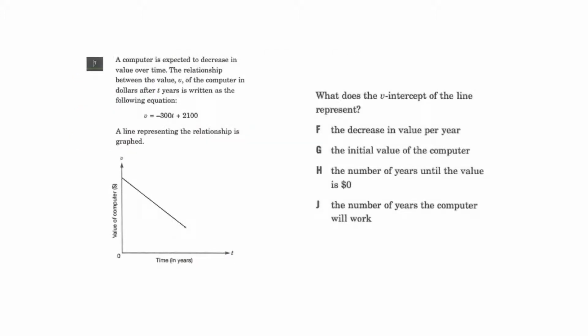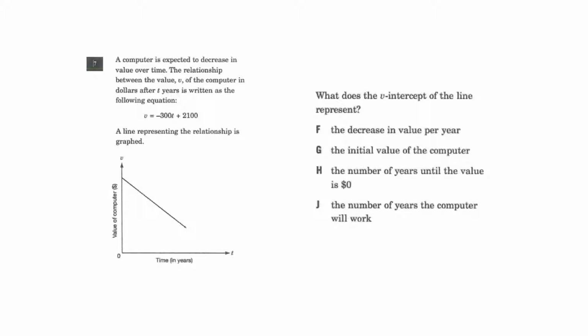In our next example, a computer is expected to decrease in value over time. The relationship between the value V of the computer in dollars after T years is written as V equals negative 300T plus 2100. A line representing the relationship is graphed, and we have it going downwards. That makes sense. We have a negative slope, so it's going down and to the right over time. It asks, what does the V-intercept of the line represent?